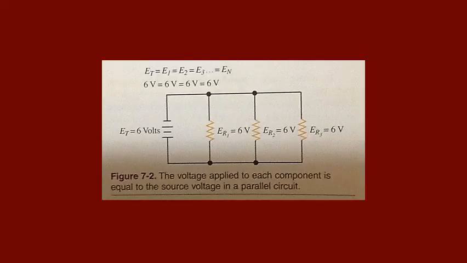In figure 7-2, there are three resistors connected in parallel. A 6-volt source is connected to the circuit. Each resistor has a full voltage potential applied across it. Each resistor voltage is equal to the source voltage.